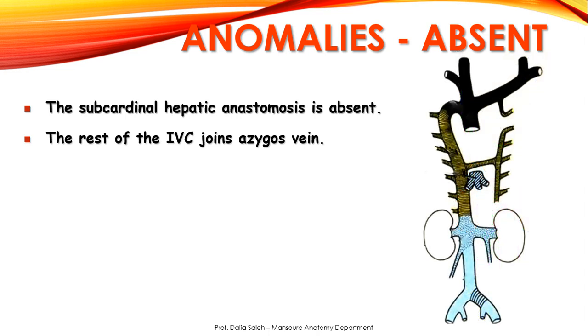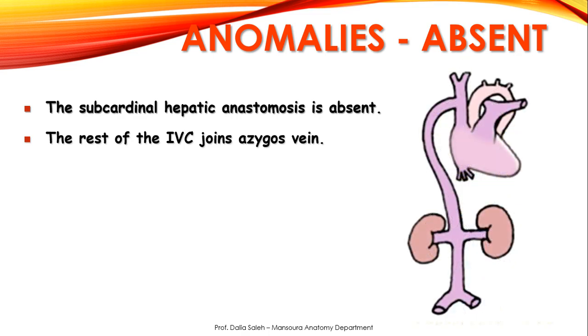So we will end up with something called absence of the inferior vena cava. Only the liver drains by a small segment into the right atrium, while the rest of the inferior vena cava, as we can see here, join the azygous vein into the superior vena cava to terminate at the right atrium.